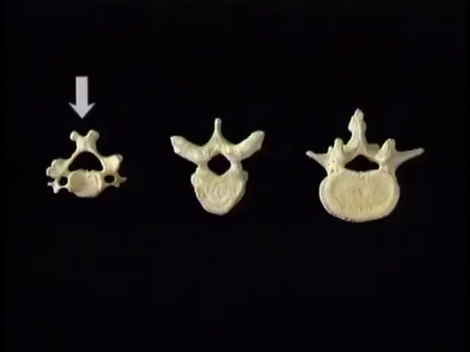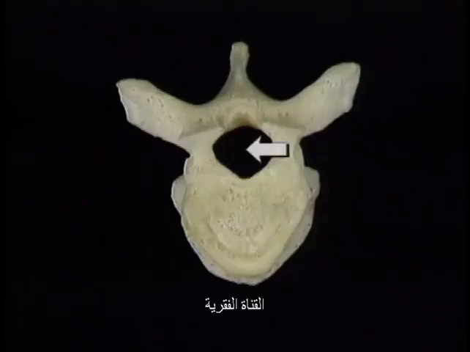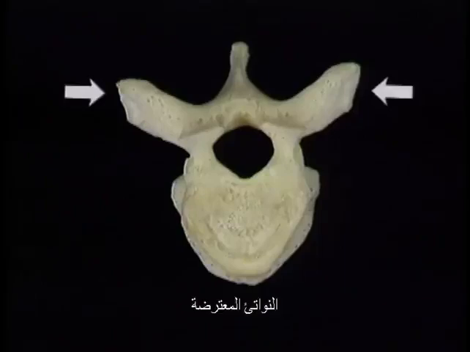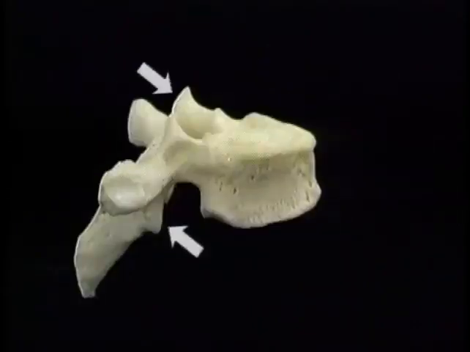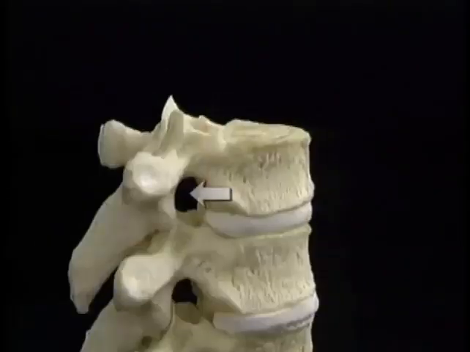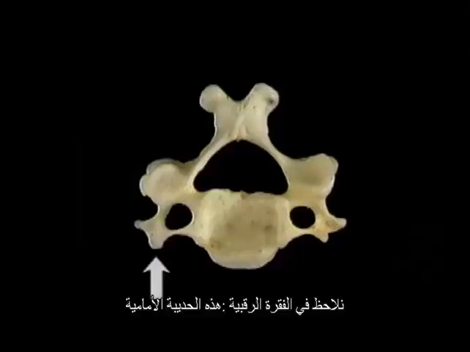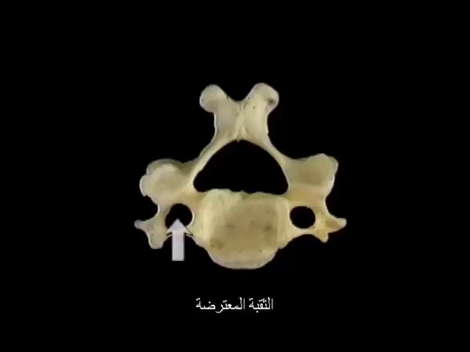Here's a cervical vertebra, a thoracic vertebra, and a lumbar vertebra. Here are the body, the vertebral canal, the pedicle, the lamina, the transverse processes, the spinous process, the articular processes, and the intervertebral foramen. In the cervical vertebra, here's the anterior tubercle and the posterior tubercle of the transverse process, and here's the transverse foramen.